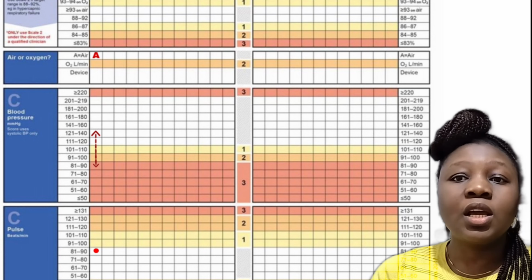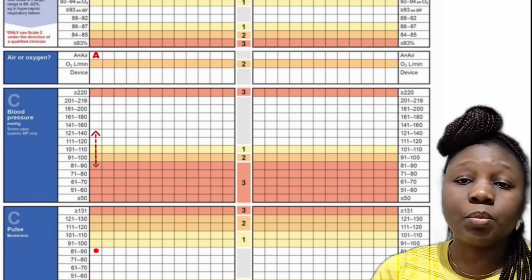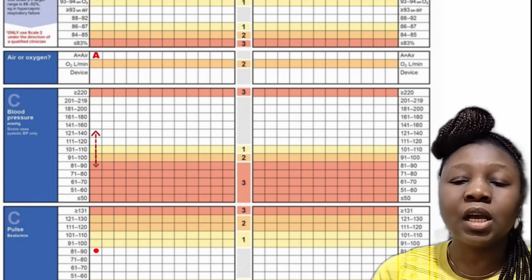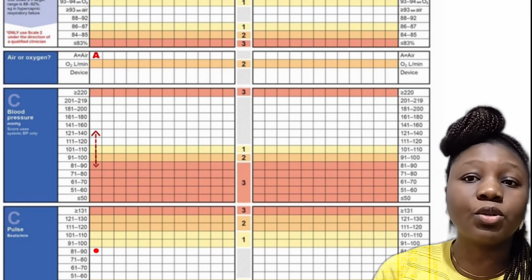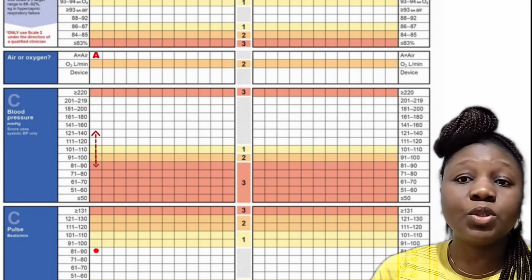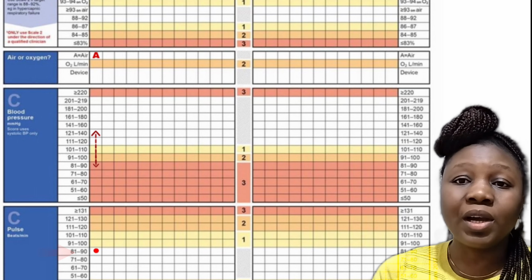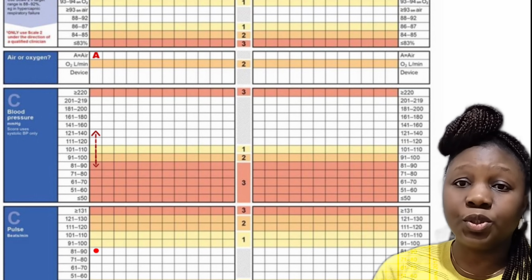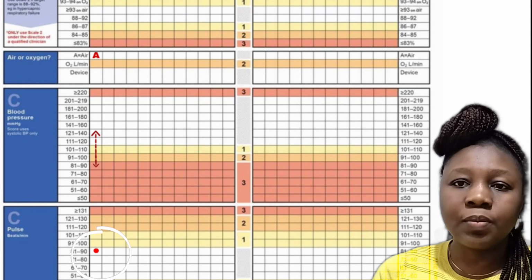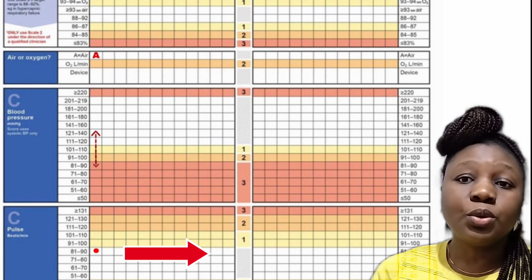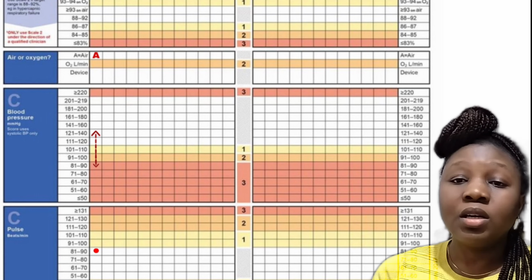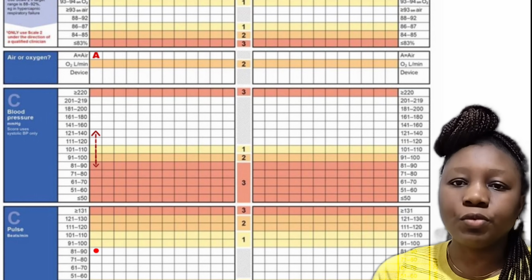The next one is the pulse. This patient has a pulse of 82 beats per minute. We're going to look out for the column where 82 falls under. 82 falls in between 81 to 90. So we are writing our 82 in the box in front of 81 to 90. We put 82 there and trace it to the middle. At the middle, you see it's a white space as well, a blank space. So that's a NEWS score of 0 for the pulse.